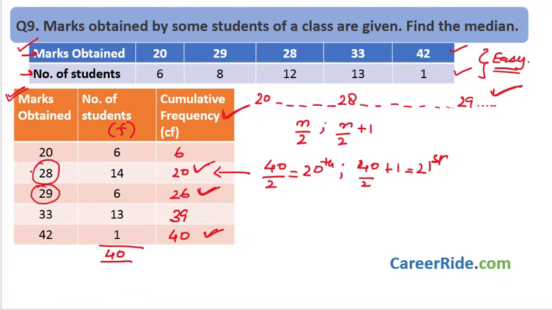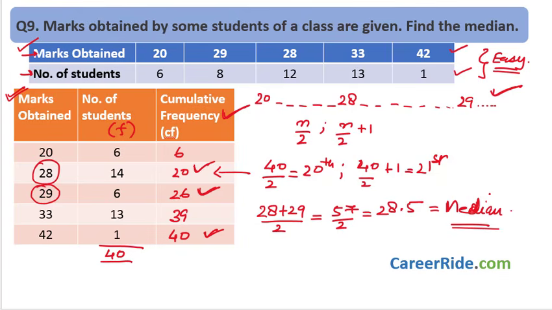So basically I'm trying to find the mean of the data at the 20th position and the 21st position. So the mean of 28 plus 29, this is what I'm trying to find here, right? And this gives me what? This is equal to 57 by 2, which is equal to 28.5, which is actually my median here.